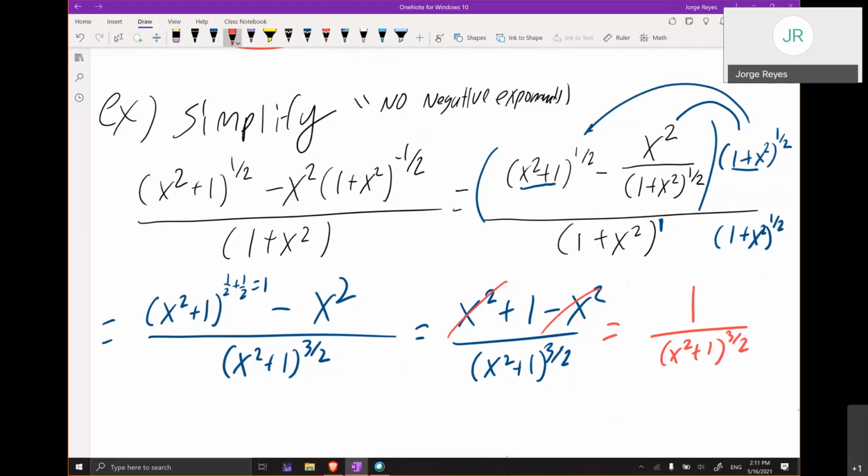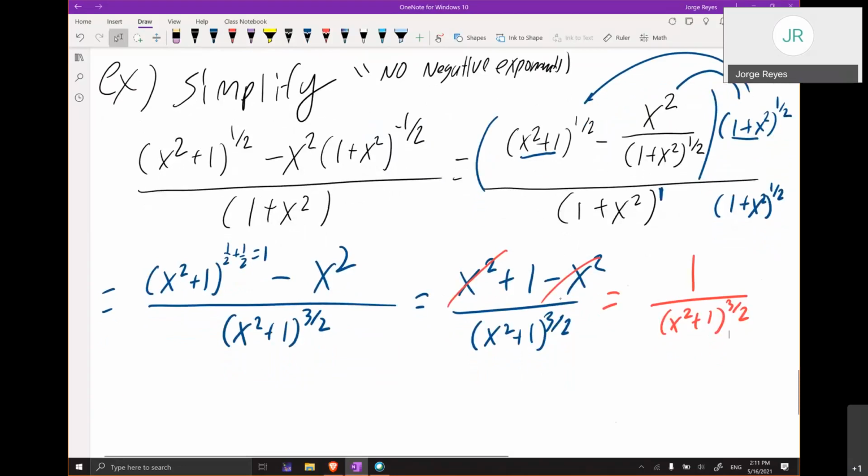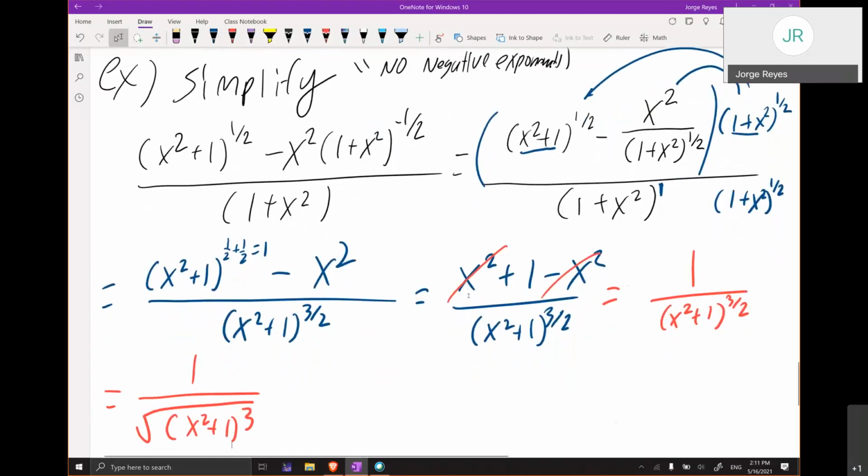And if you wanted to, you can write it as 1 over the square root of x squared plus 1, cubed. Both of these red expressions are good as final answers, whatever you want. This is what we mostly mean by simplify: you should get rid of negative exponents and have no compound fractions. And obviously if you see 2 plus 2, make it 4. Do the simple math first, okay?